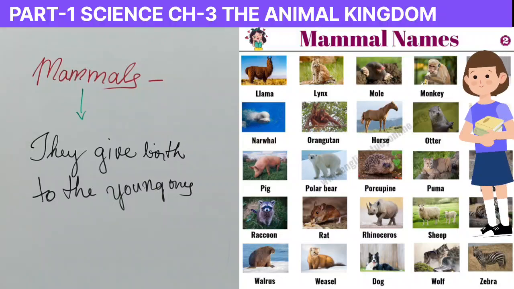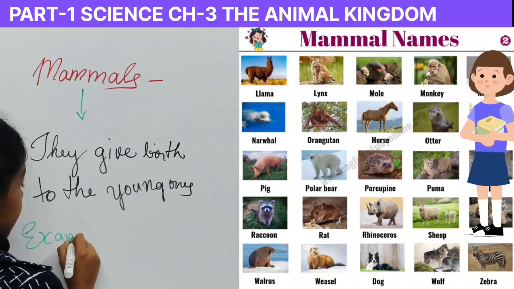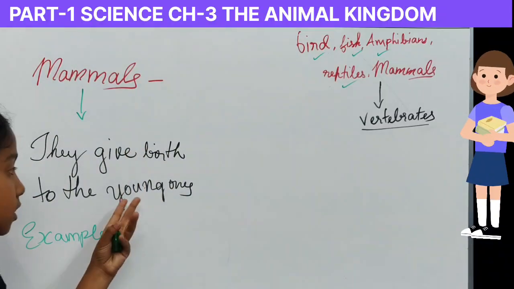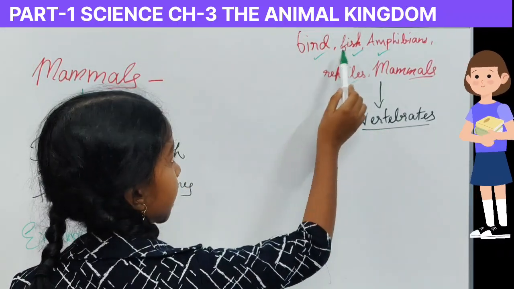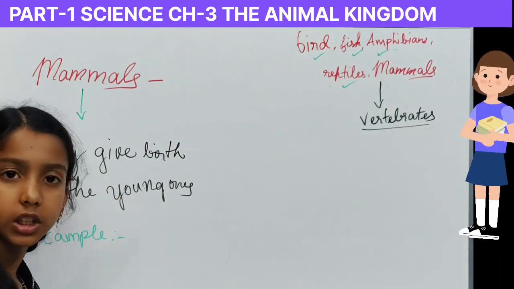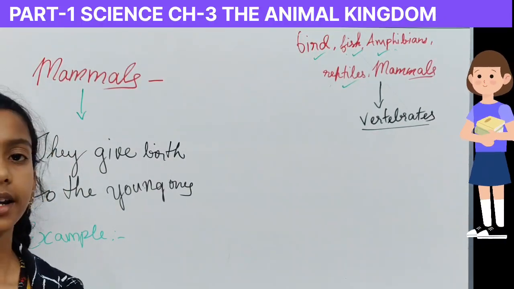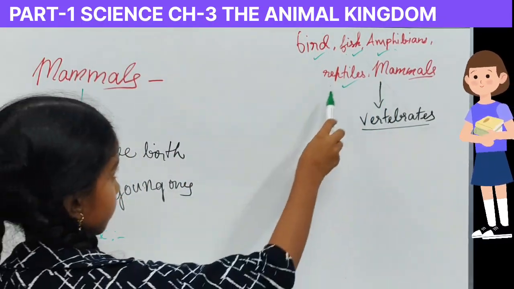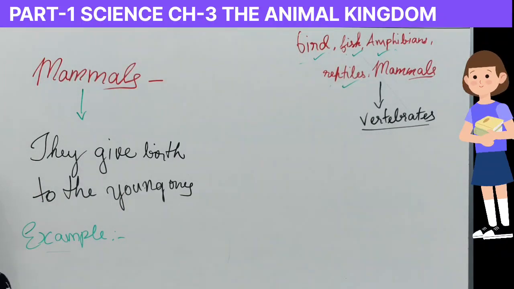Example of this. Which are the animals that give birth to the young ones are known as mammals. And these five, bird, fish, amphibian, reptiles and mammals, are vertebrates, and the cockroaches, ant, butterfly, slug and all are invertebrates. So we are learning the animals in the vertebrates. We learned bird, fish, amphibian and reptiles. This is mammal. Meaning of mammals: they give birth to the young ones. Examples of mammals now.